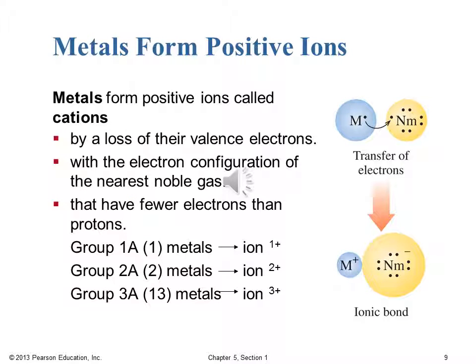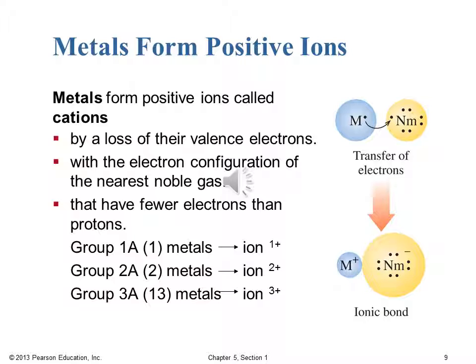Okay, so focusing on those metals first, the metals lose their electrons to become positive ions known as cations. So it's caused by the loss of the valence electrons, and they tend to stop losing electrons when they achieve the electron configuration of the nearest noble gas. And for that reason, they have fewer electrons than protons.